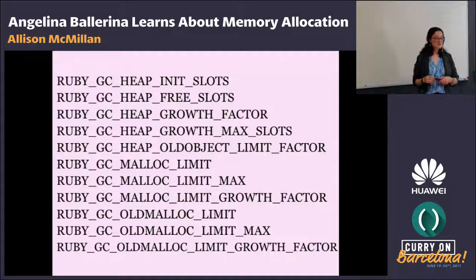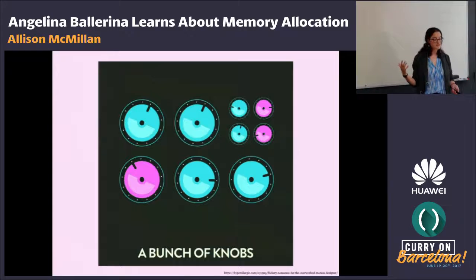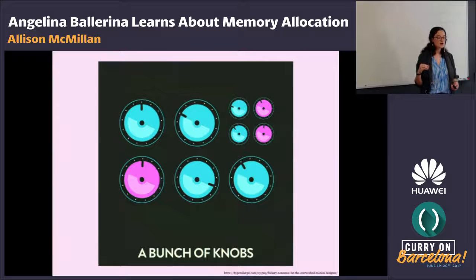In addition, there are GC environment variables that you can look at, things like heap growth factors, malloc limits, etc. So changing these is called GC tuning. For Ruby, the maintainers preset these for something generic, but if your application is doing something specific, you can look at tweaking these a little bit, and they could make a big difference.